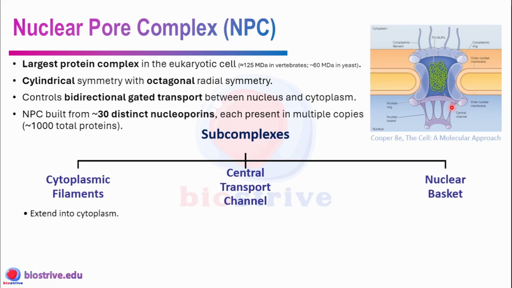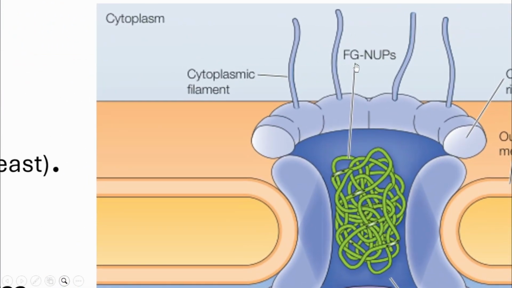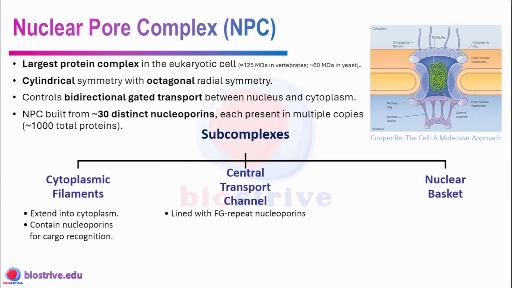The cytoplasmic filaments extend into the cytoplasm, and they also contain nucleoporins for cargo recognition. The main feature of the central transport channel is what we call FG repeats. F stands for phenylalanine and G for glycine. This is the FG motif, and these are the specific sequences which will interact with the transport proteins when they translocate through this channel.